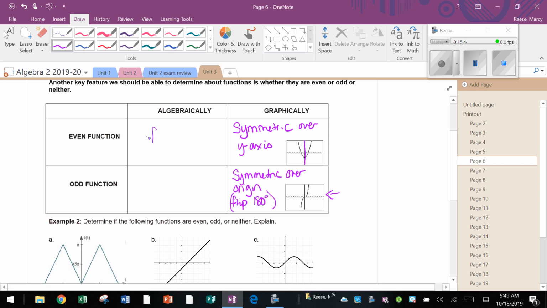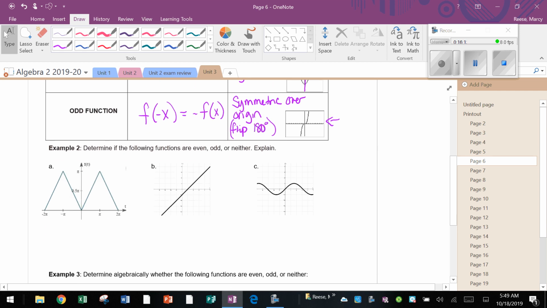Okay, how do you prove this algebraically? Because this is the part that I was discussing yesterday that you're going to have to know. But if it's an even function, when I put a negative x in the function, it will be equivalent to its original. And it's an odd function if f of negative x is equal to negative f of x. Okay? All right.